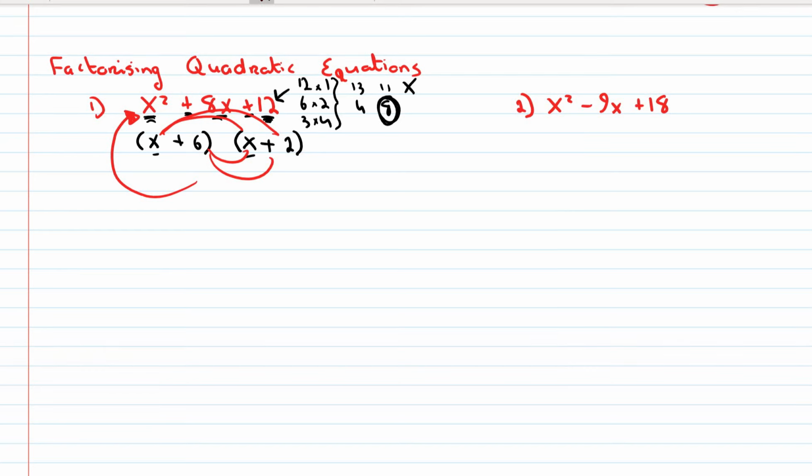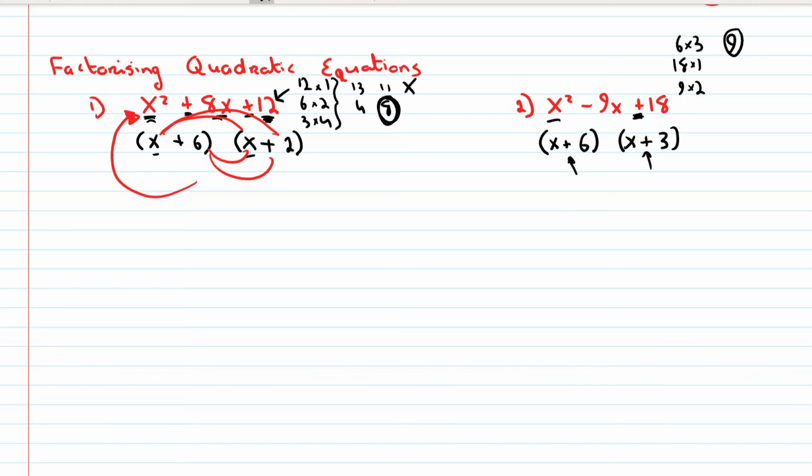Last one, numbers that multiply to give me 18. 18 multiplied by 1, 9 multiplied by 2, 6 multiplied by 3. X by x is x squared. Numbers that multiply to give me 18 but can add to give me 9. 6 and 3 will give me 9, so it's definitely the 6 and 3 I'm looking for. Now they have to multiply to give me a plus, so the signs here are going to have to be the same. So I use two pluses. Yes, that will multiply to give me plus 18.